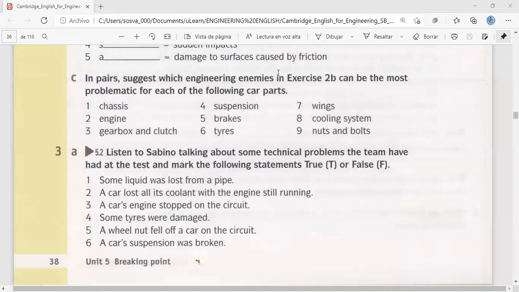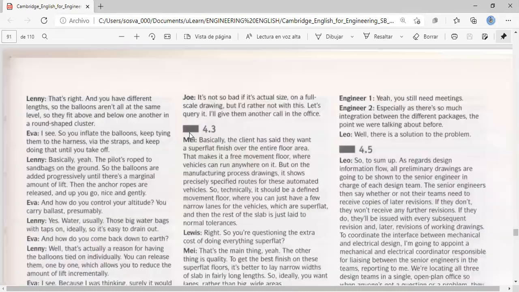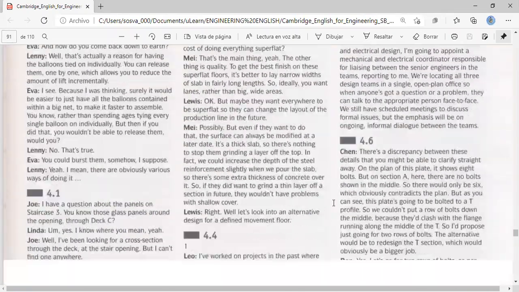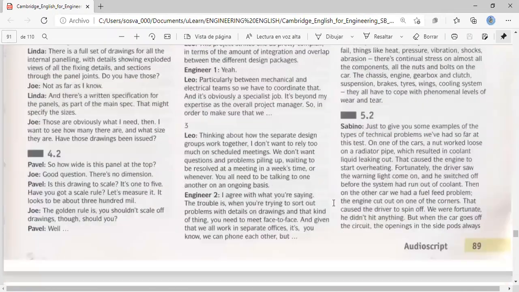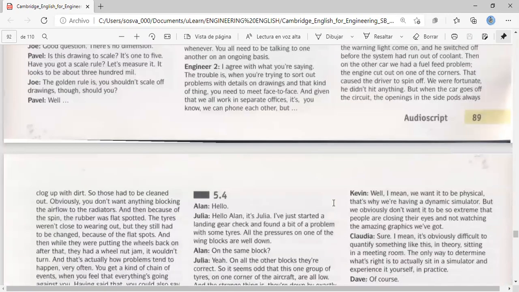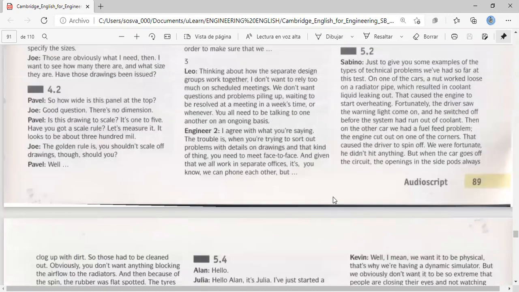Okay. Now I'm going to play it again. Now you can go to the book on page 89 again, so that you can read the conversation at the same time that you listen. Okay, that is in here.